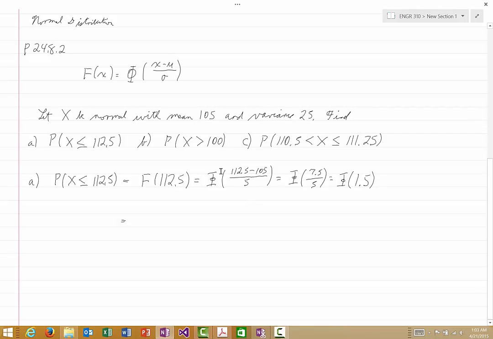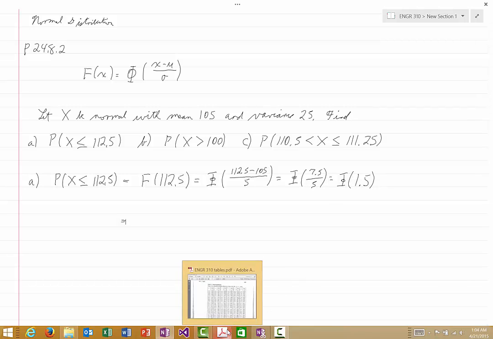And over sigma, now what is sigma? Well, the variance is 25. And remember, the variance is sigma squared, so sigma is the square root of the variance, or 5. So that's how we get this 5 in the denominator. And then this is phi of 7.5 divided by 5, or phi of 1.5.